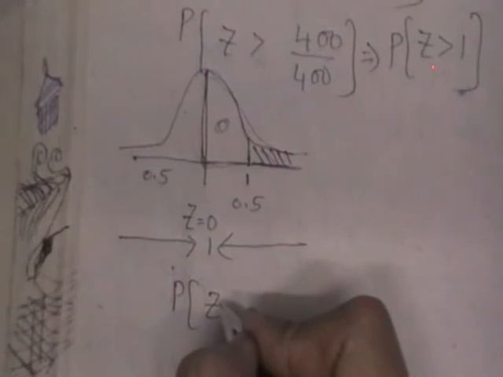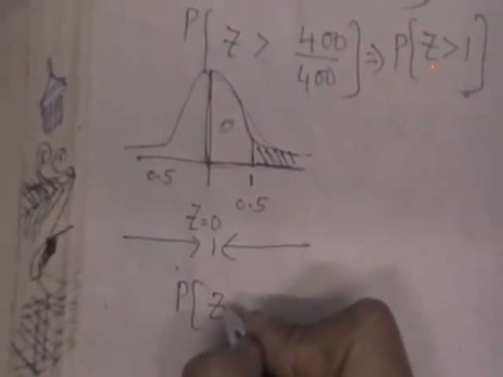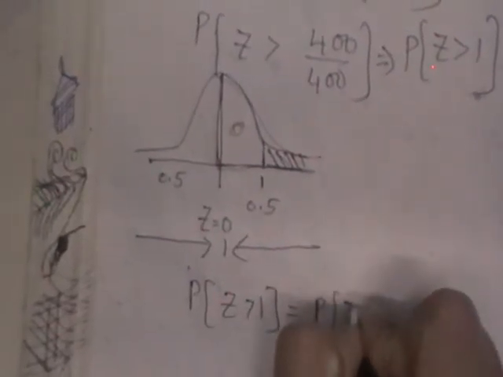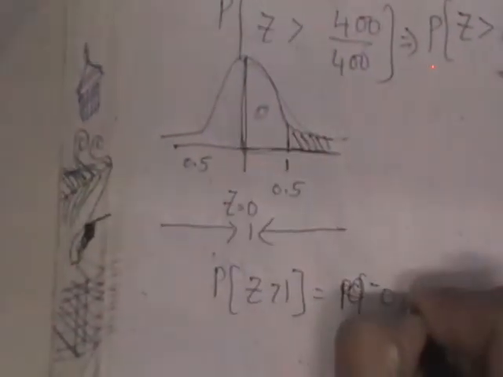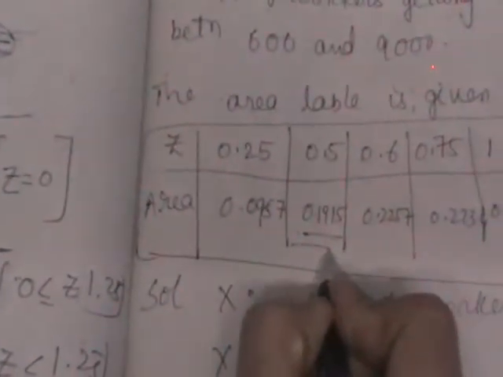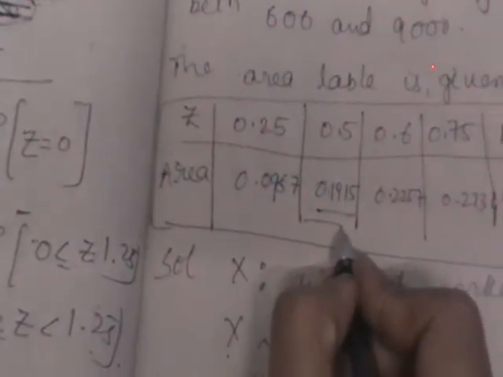So the probability of z greater than 1 can be calculated as: this entire part is 0.5 minus the probability of 0 less than z less than 1. What is the area given in the table itself? The probability of 0 to 1 is given as 0.3413. Okay, so got it?